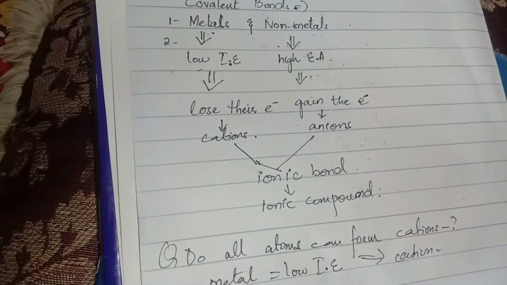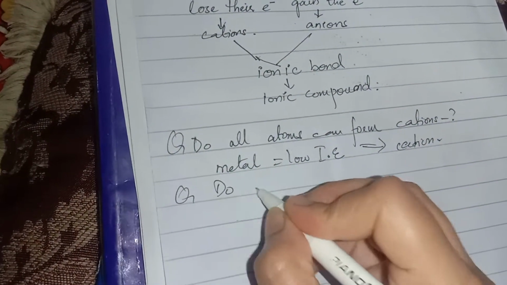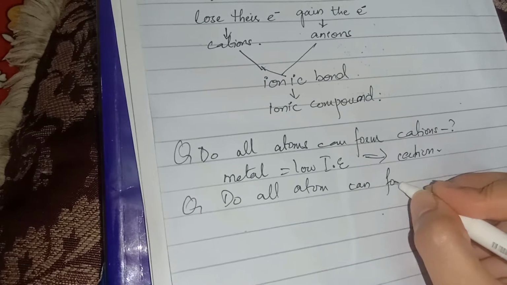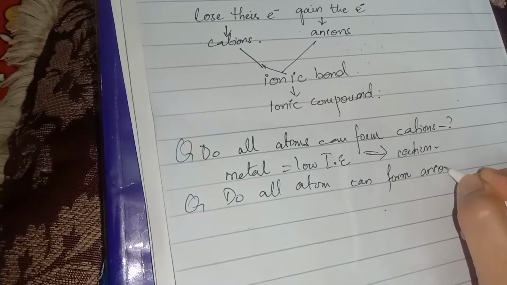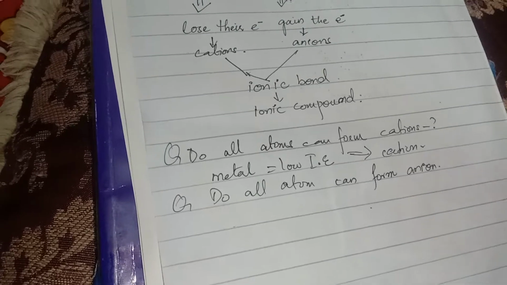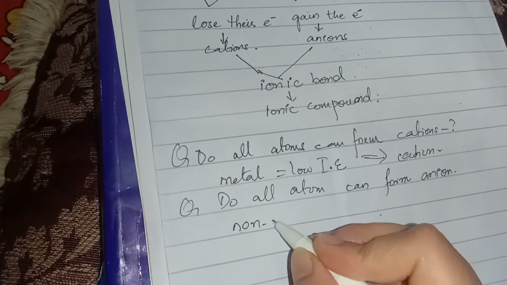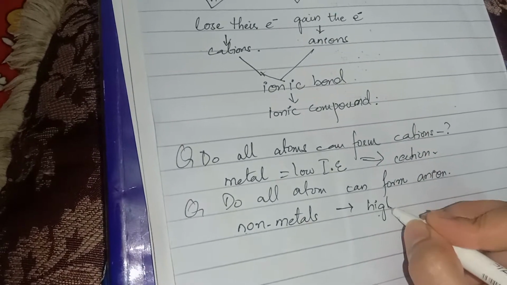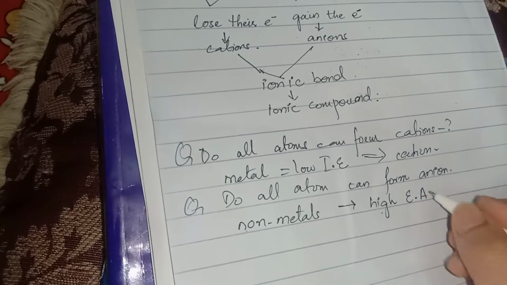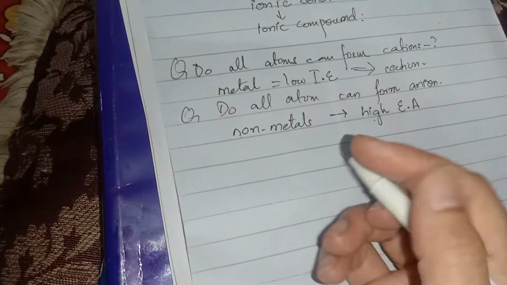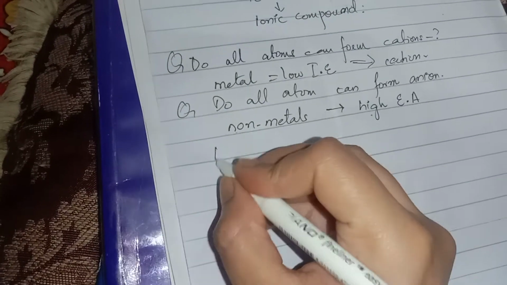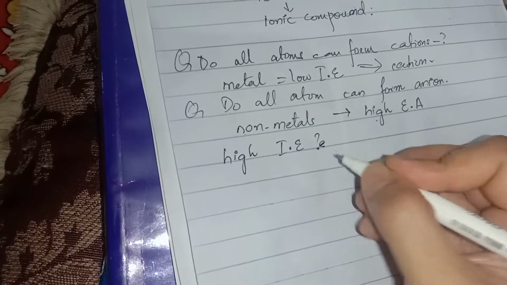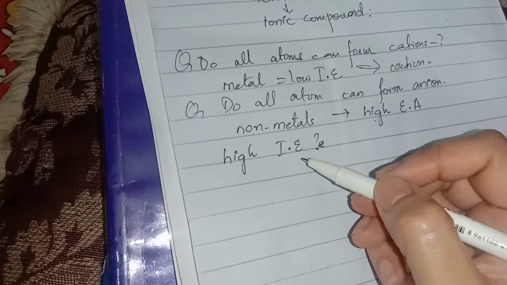Second question: can all atoms form anions? The answer to this question is of course no. Only the non-metals with high electron affinity can form anions. Now the question is, what would happen to the atoms with high ionization energies? What kind of bond would the atoms with high ionization energy form?